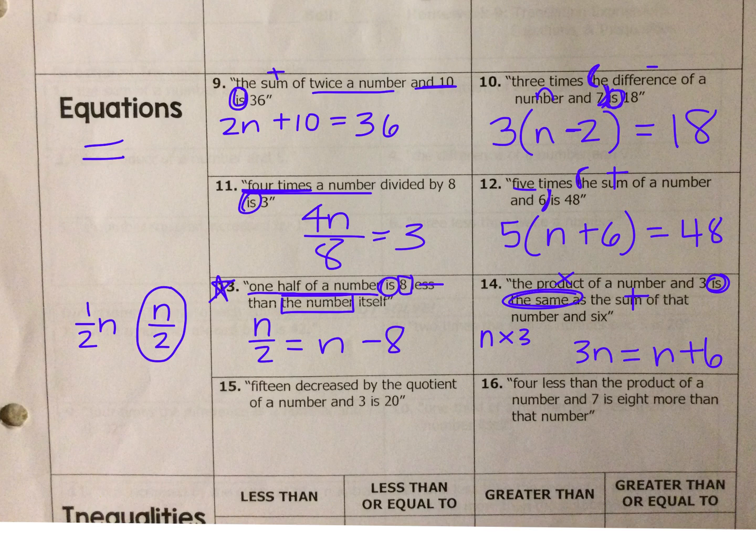All right, almost done. 15 decreased by, that means subtraction. The quotient, that's going to mean division. So the quotient of a number and 3 is equals 20. All right. 16 is also going to be a little turnaroundy.